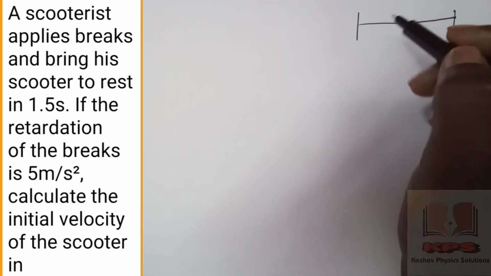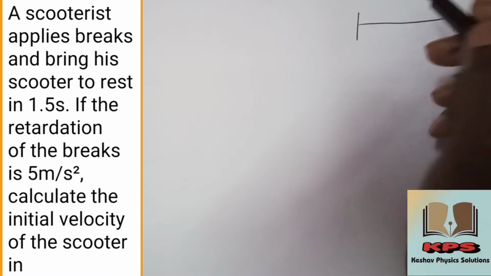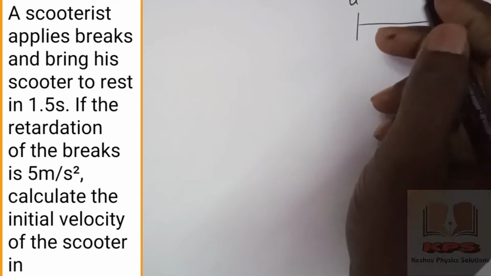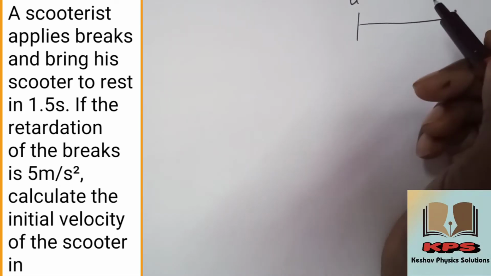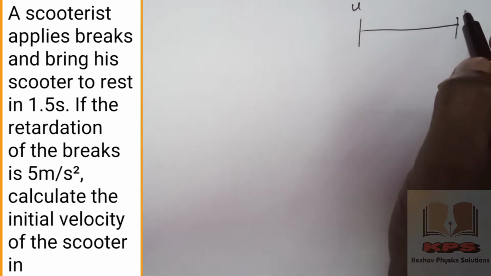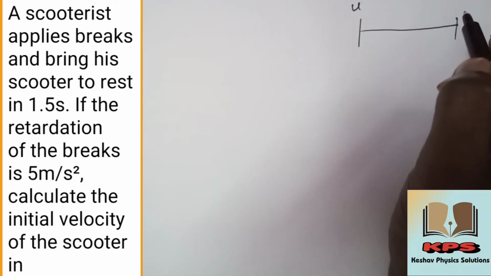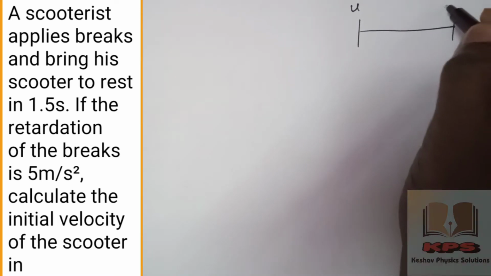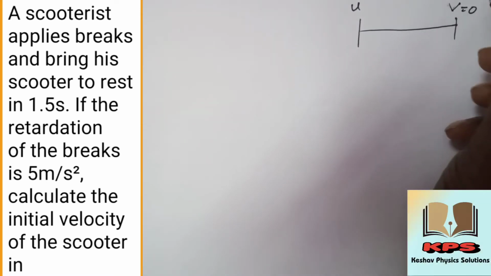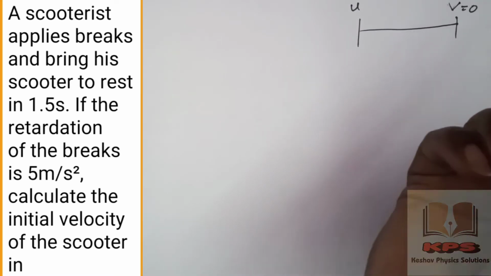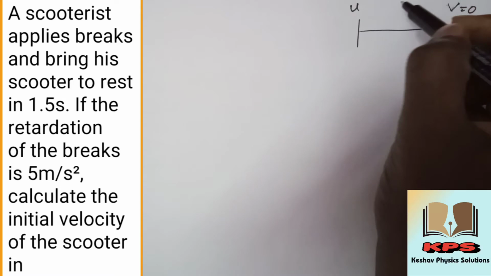a scooter is moving maintaining some initial velocity u, and the driver applies the brakes. When applying the brakes, it comes to rest. It is coming to rest means the final velocity is equal to 0. When he applied the brakes, it maintained the retardation of 5 meter per second square.